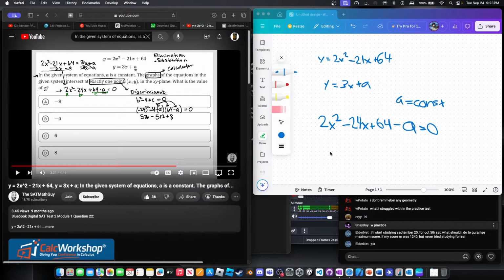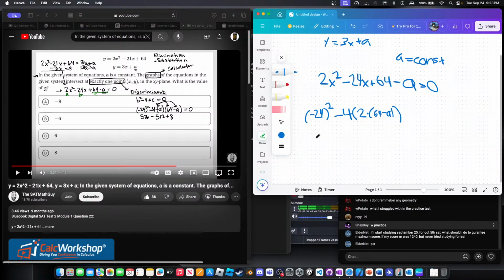Okay, let's see here. So b squared: negative 24 squared, minus 4 times 2 times c, which is 64 minus a. I think that's what he did. Yes, that's what he did. Should be the same answer here.